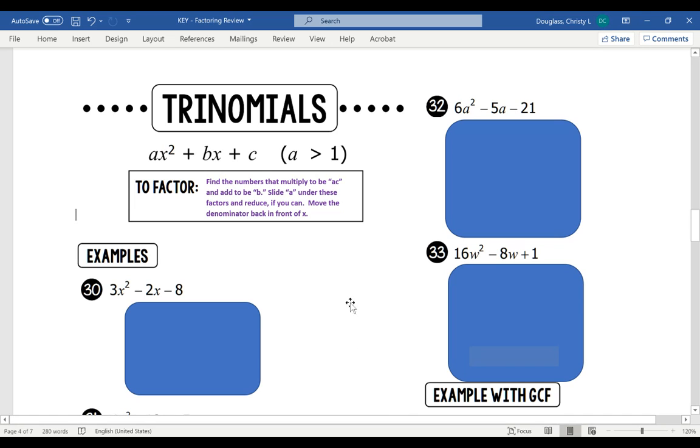So we're going to find the numbers that multiply to be 3 times negative 8, which is negative 24, but add to be negative 2. Again, I will encourage you to please have some scratch paper handy so that you can write down each pair of factors as you try them. Again, I'm looking for two numbers that multiply to be negative 24 and add to be negative 2.